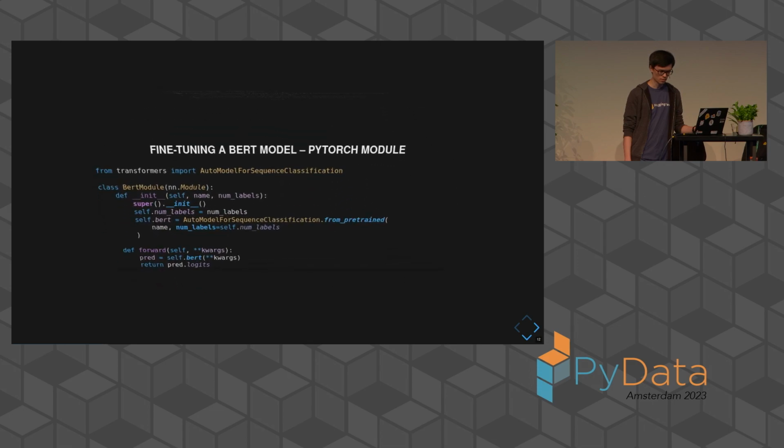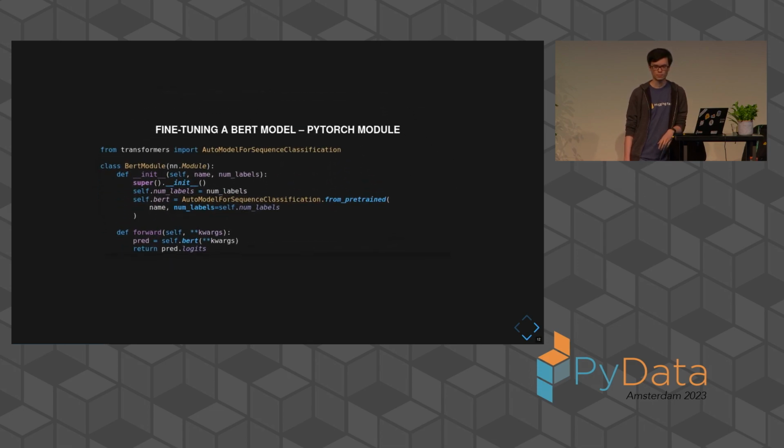And now let's take a look at how we can implement it in our scikit-learn workflow. So first of all, we import the AutoModelForSequenceClassification because we assume here that we want to do a text classification task. And then we will write our PyTorch module, as I mentioned earlier, and this is a very light wrapper around the AutoModel.